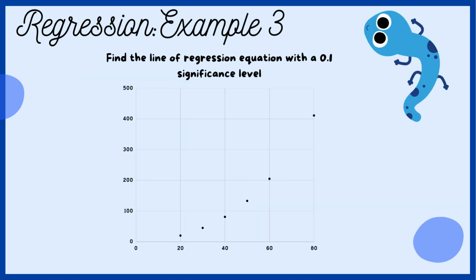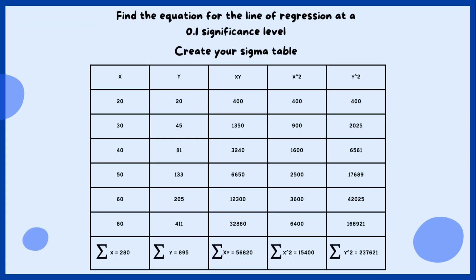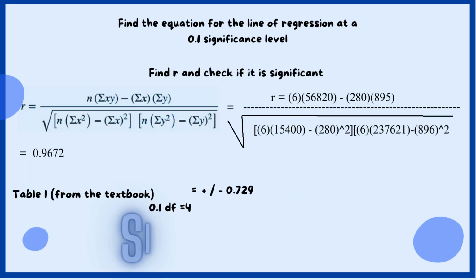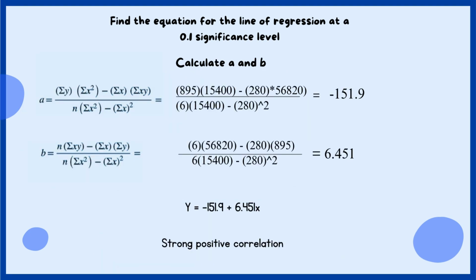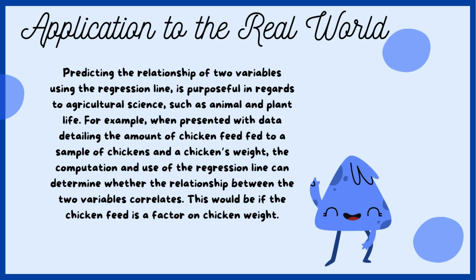Example 3. Find the line of regression equation with a 0.1 significance level. Create your sigma table. Find r and check if it's significant, which it is. Calculate a and b to see if there's a strong positive correlation.